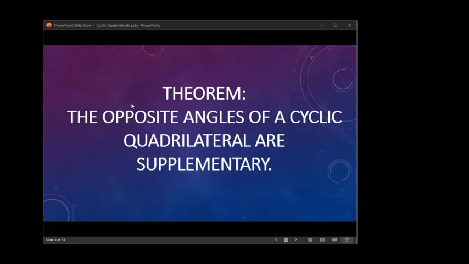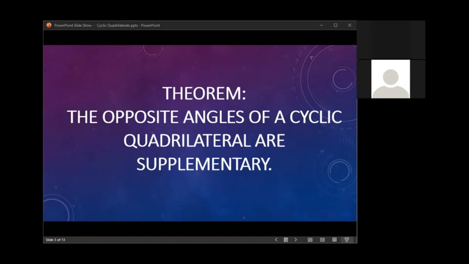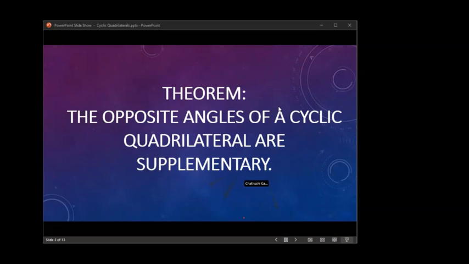We have a theorem about this. The first theorem about cyclic quadrilaterals says the opposite angles of a cyclic quadrilateral are supplementary. The opposite angles of a cyclic quadrilateral should be supplementary. We'll see what that means.